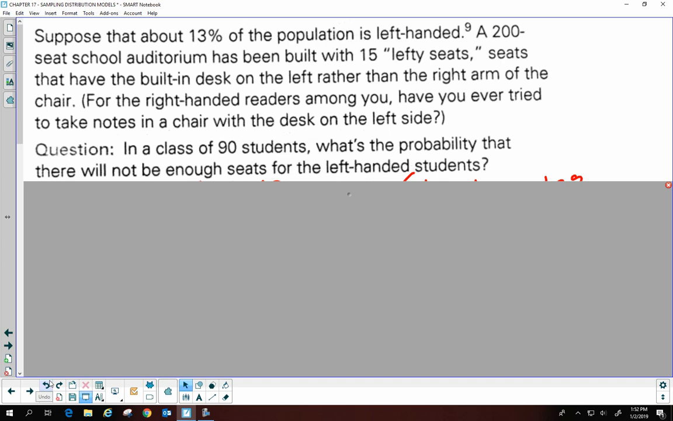Here's another example from the book, from page 451. Take a second to read it here, or you can read it in your book, and then we'll talk about it. So here we're told that 13% of the population is left-handed, and then we have this auditorium with 200 seats in it, and it's been built with 15 lefty seats. So we have 15 out of 200 seats that are lefties. And so we want to know that if we bring in a class of 90 students, what is our probability that we'll not have enough seats for the left-handed students?